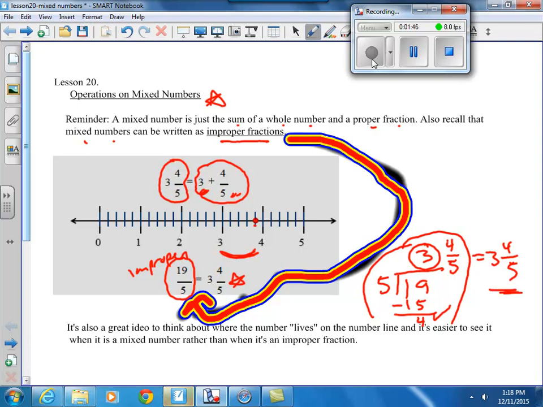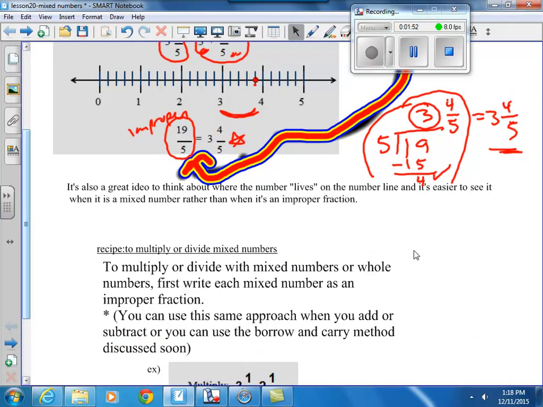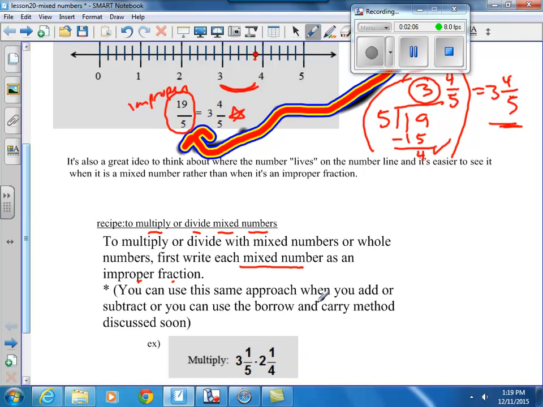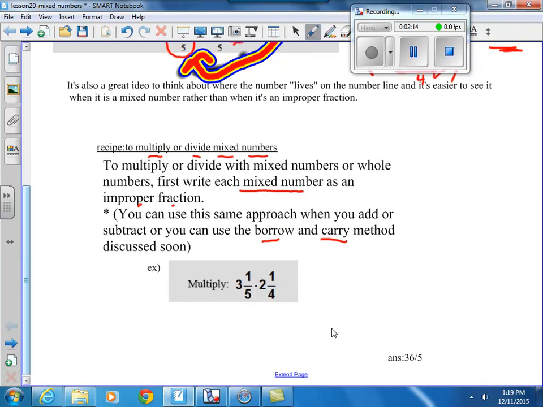Okay, let's see what else we're cooking up here today. So again, that's just written in words, a reminder. To multiply or divide mixed numbers, so when we begin operating, I recommend writing your mixed number as an improper fraction. And you can use this approach when you add or subtract as well, but you may want to borrow or carry when you're adding or subtracting mixed numbers, as we'll see in the near future.